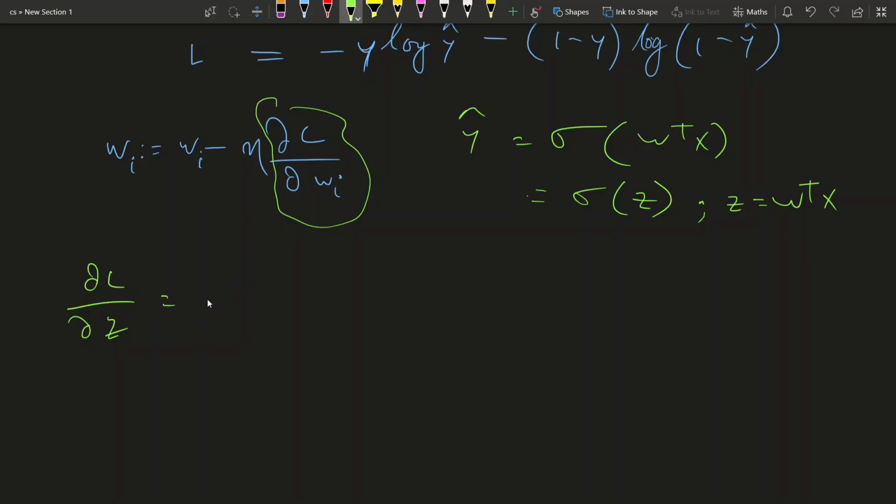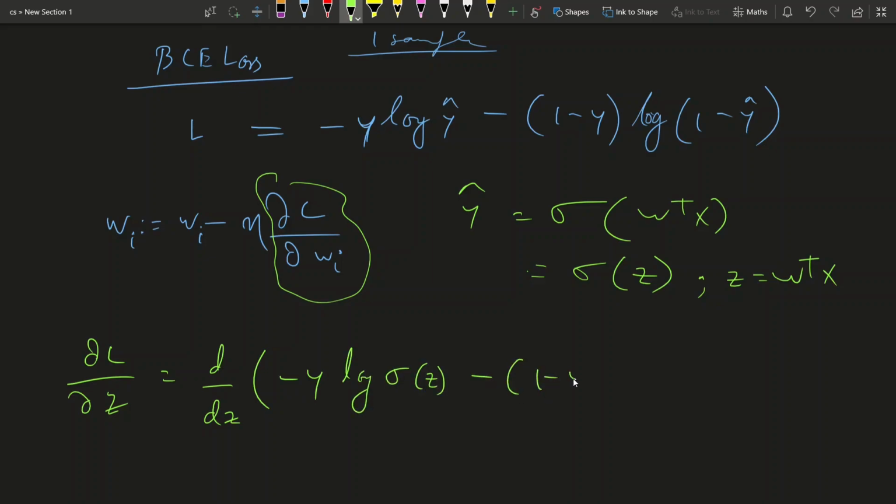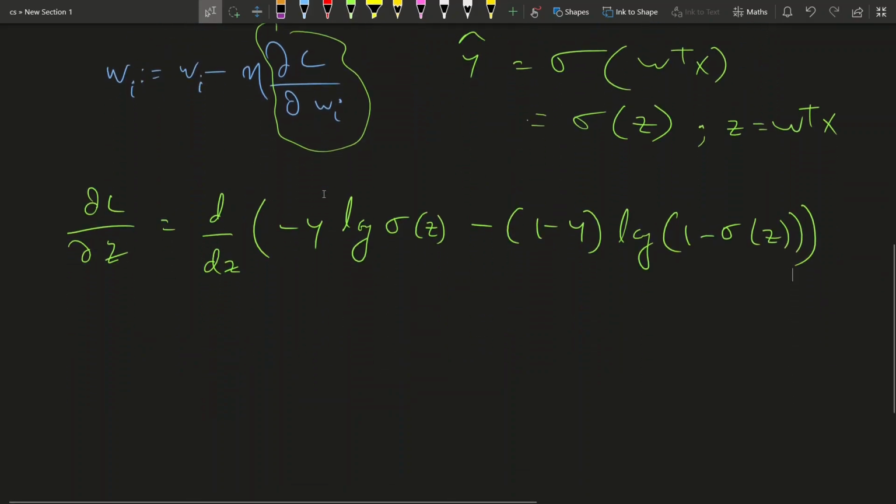So what this will be nothing but del Z of the entire expression. Entire expression is what? Log of sigmoid Z, right? Minus 1 minus y, then what? Log of 1 minus sigmoid Z. Now differentiate this whole thing. What will it be? Y is nothing but a constant, it will come out. So this one, log of something, is 1 by, sorry, not x, this will be z, sorry about that.